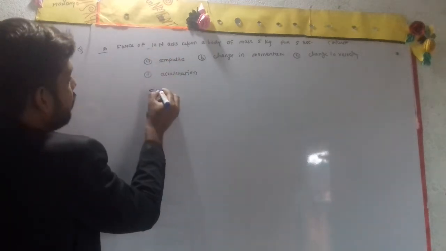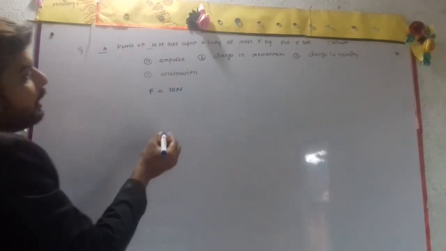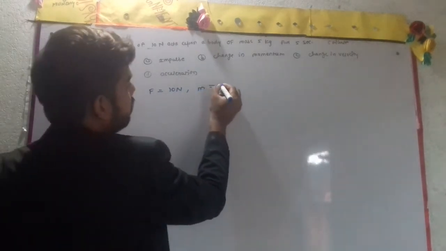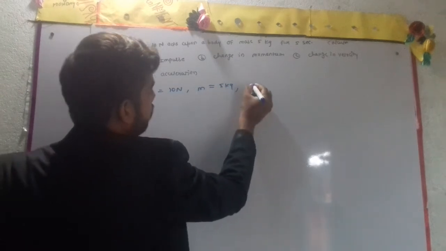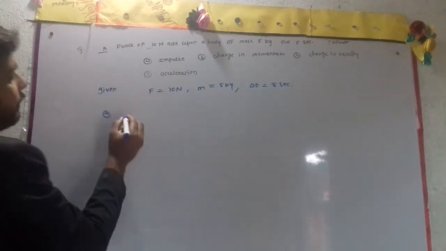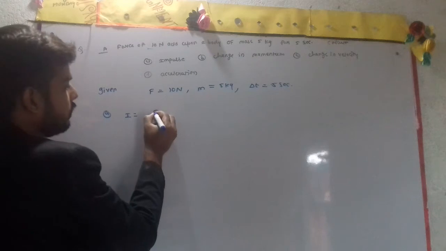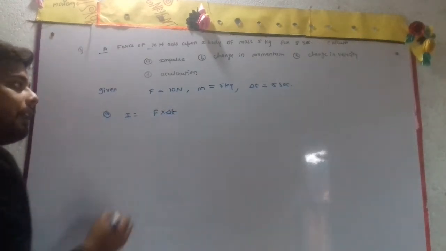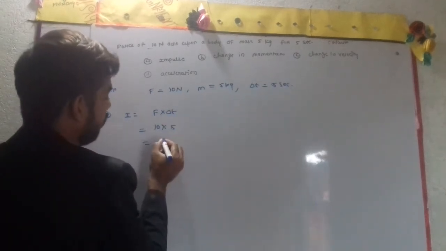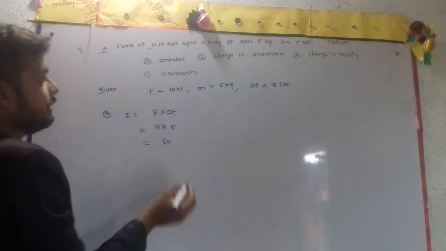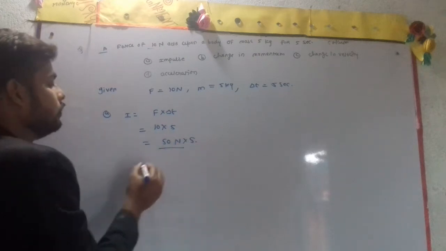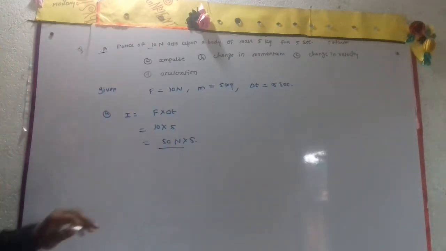We have a force of 10 Newton applied upon a body of mass 5 kg. The given force is 10 Newton, mass is 5 kg and time del t is 5 seconds. First we have to determine impulse. Impulse equals force applied within a small interval of time. So force is 10 and time is 5, so impulse will be 50. What is the unit of impulse? Force is in Newton and time in seconds, so our impulse will be 50 Newton second.